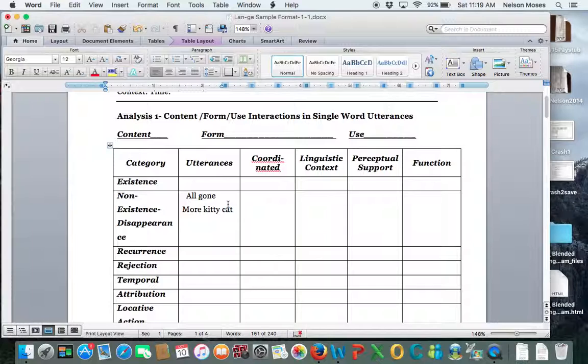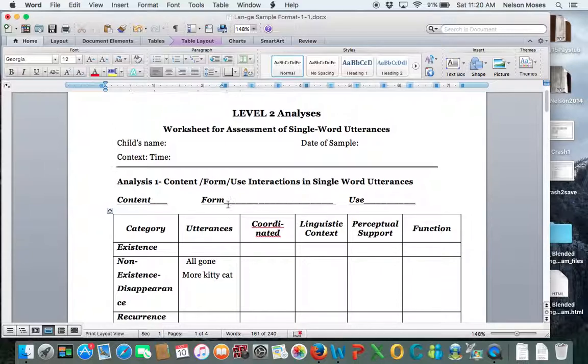You'll think to yourself, what kind of an utterance is this? Does this utterance have any verbs attached to it? 1 verb attached within it? 2 verbs within it? If there is no verb within it and no verb implied, you would recognize that you are going to take the utterance, copy it, and move it to the Level 2 analysis sheet.